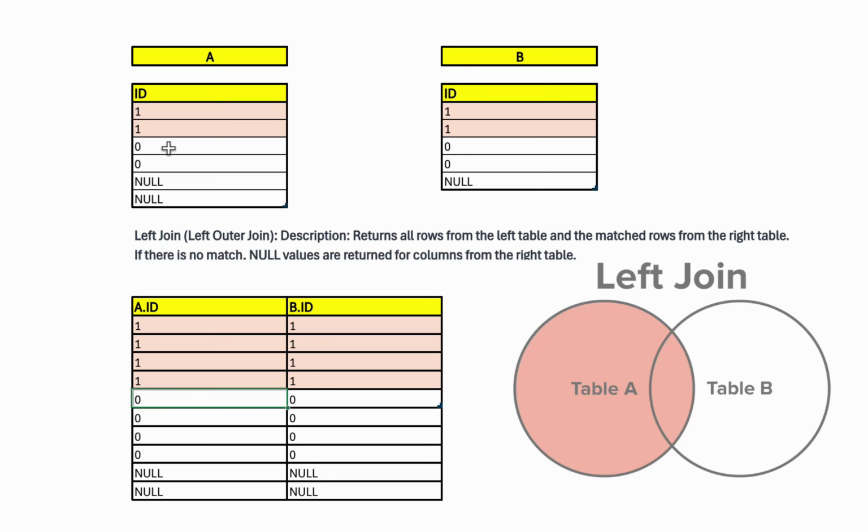So let's now look into this third row in table A. For this 0, we have again two matches in table B. So that is why we are getting two more rows in the output for this 0. Now we have 6 rows in the output.